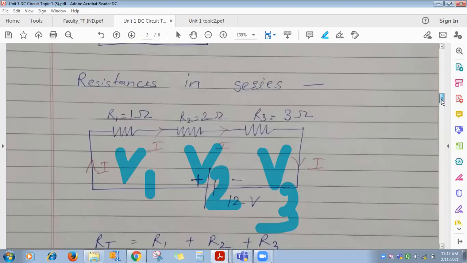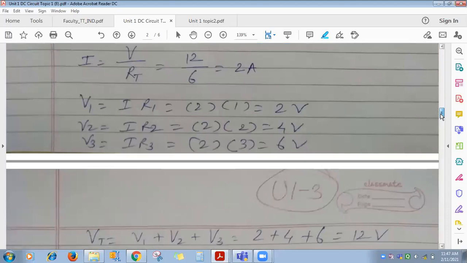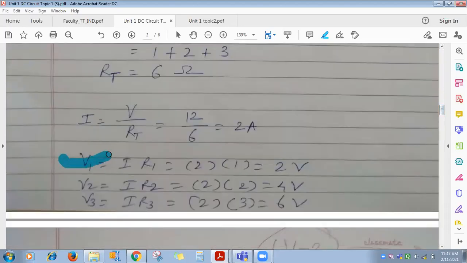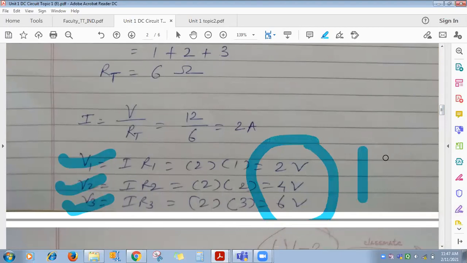So V1 plus V2 plus V3 is equal to 12 volt. Here you can see V1 is 2 volt, V2 is 4 volt, V3 is 6 volt. You add these three and you get 12 volt, which is the total applied voltage. This means whatever voltage you apply, it drops across each resistance in proportion to its resistance. The same current is flowing, so the more the resistance, will the voltage drop be more or less? More.